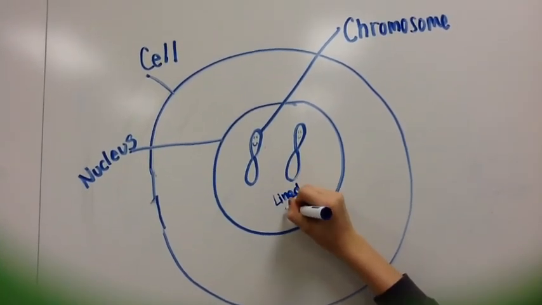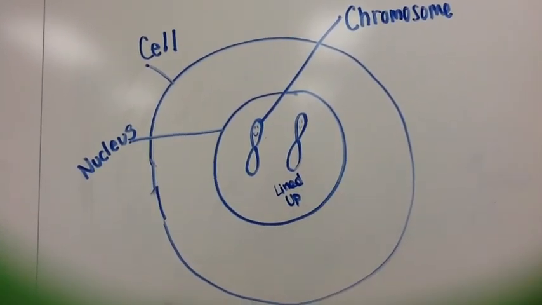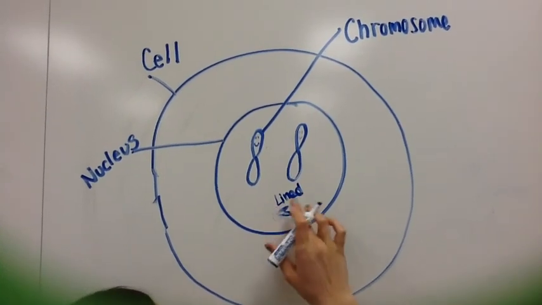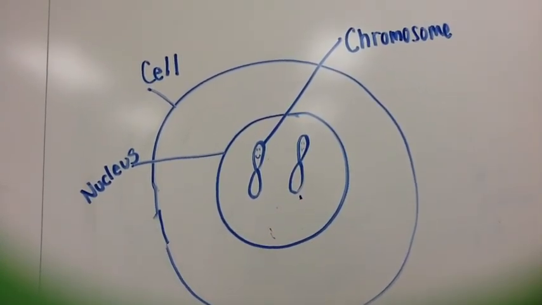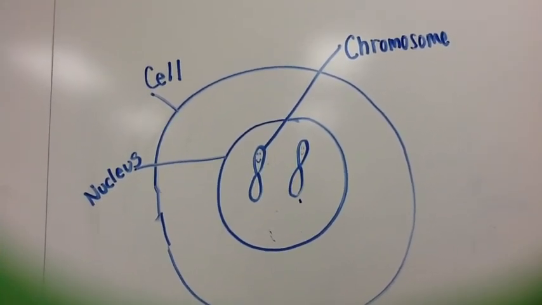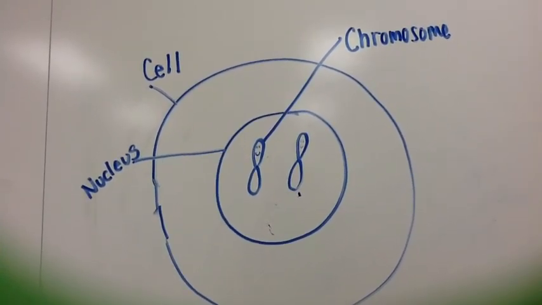The third phase is called metaphase. During metaphase, the chromosomes line up along the center of the cell to prepare for the next phase. This can be compared to copying papers and sorting them afterwards.